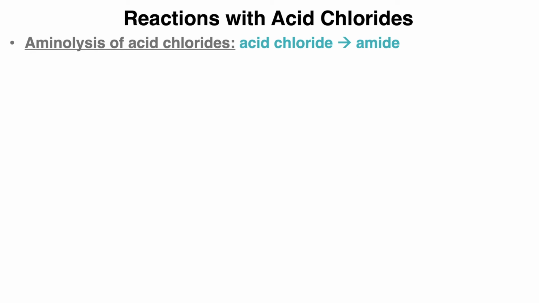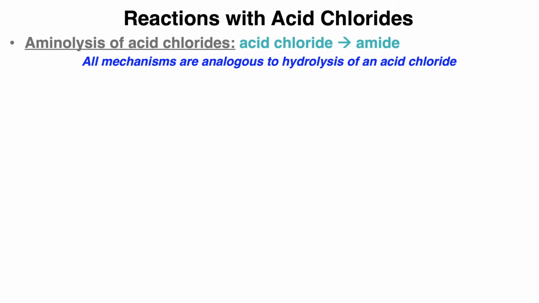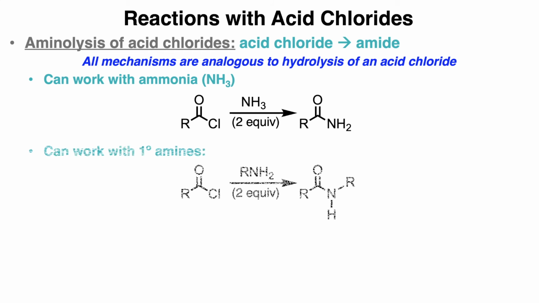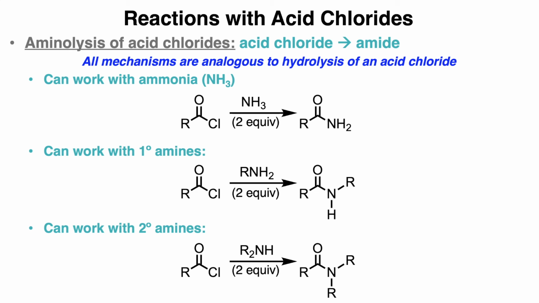Aminolysis of an acid chloride forms an amide, and each of these mechanisms is analogous to hydrolysis of an acid chloride as well. This reaction can work with ammonia, or NH3, to form the following amide. It could also work with primary amines to form the following monosubstituted amide. And it could even work with secondary amines to form the following disubstituted amide. So the product will just be dependent on the type of amine that is used.